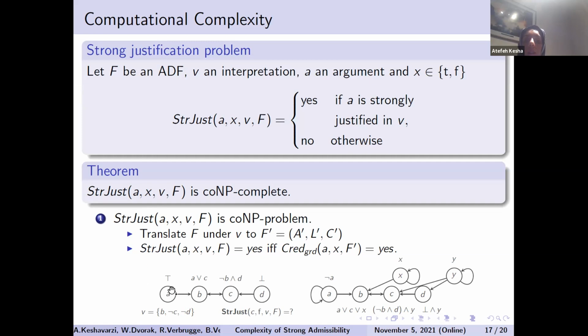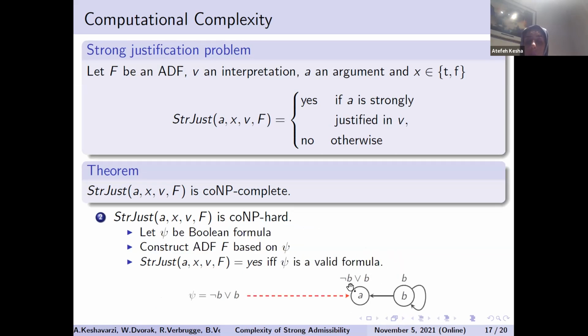we transform this ADF into a new ADF. We constructed a new ADF based on the interpretation which was given. We added two new arguments and we changed the acceptance condition of arguments based on their truth value in the given interpretation. And we proved that the strong justification problem answers yes if and only if the credulous decision problem under grounded semantics for this new ADF is yes. And the hardness part is exactly the same as the verification problem.